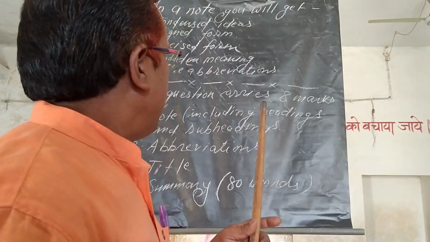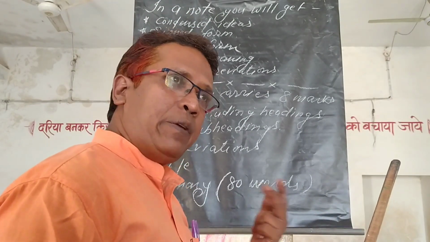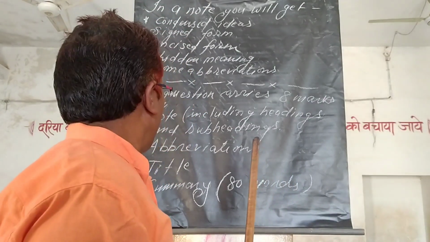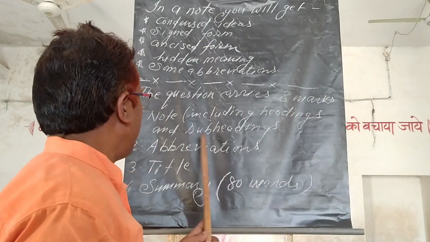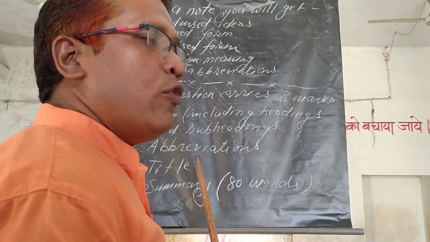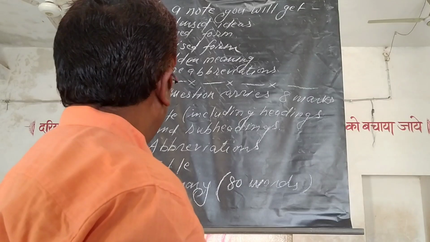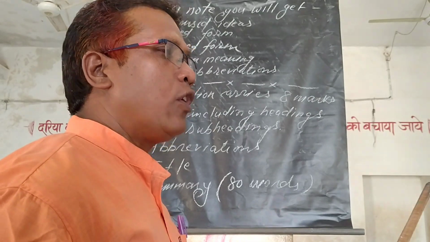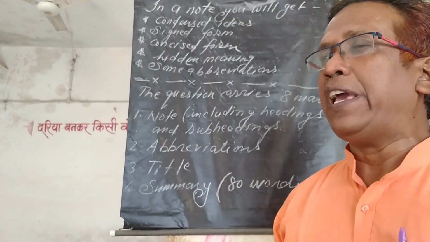The next step is that the question carries 8 marks. If you go through the question, you will see it carries 8 marks. In these 8 marks, you have to make a note including headings and subheadings. Second, you have to make some abbreviations of larger words. The third is to give a title, a topic for that particular passage, and finally you are going to make a summary on that given text.